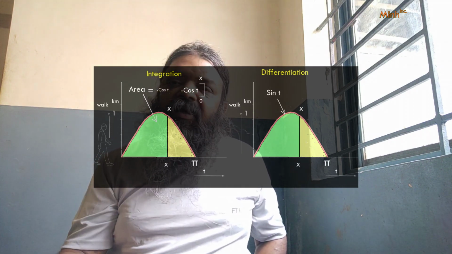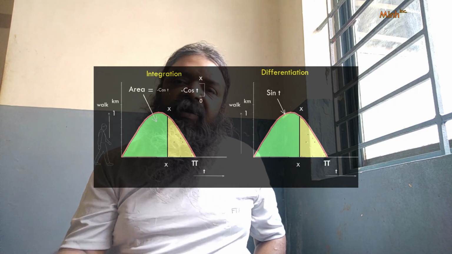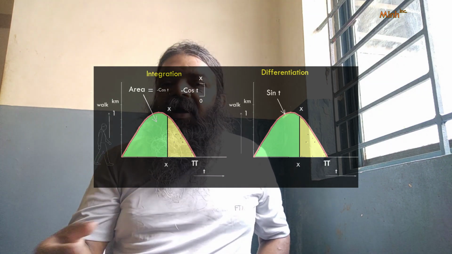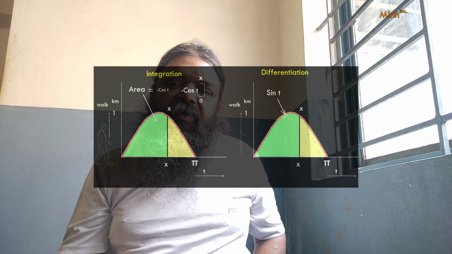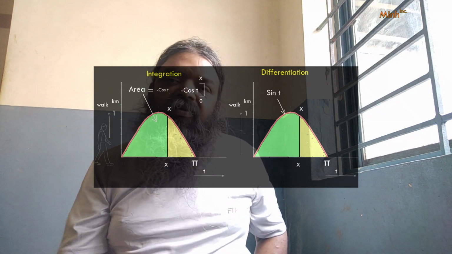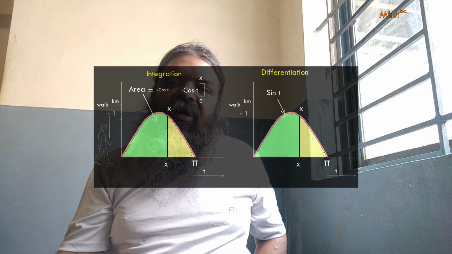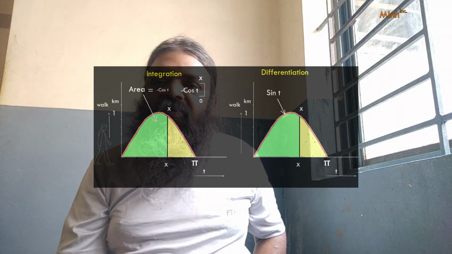So first is 7t, differentiation of 7t is 7. Another is t square by 2, differentiation of t square by 2 is t. Here it is minus cos t, the integration of sine t we got minus cos t. Differentiation is sine t. So differentiation is nothing but the speed at which the addition is happening. So that is the differentiation.